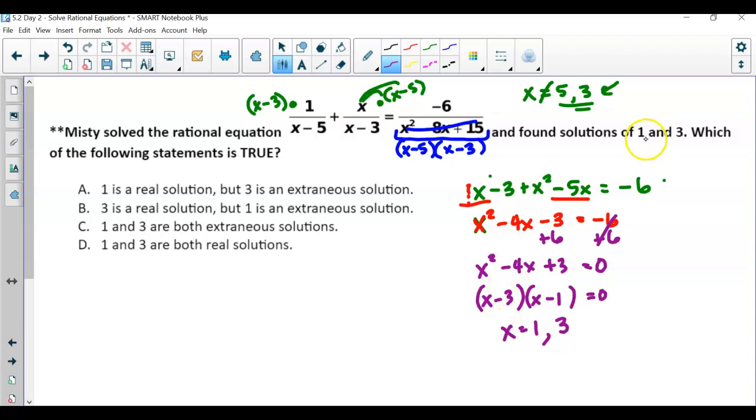Now, here we go. So that's what Misty got, 1 and 3. However, 3 is extraneous, so it cannot be a solution, but 1 is a real solution. So that's why the answer is A.